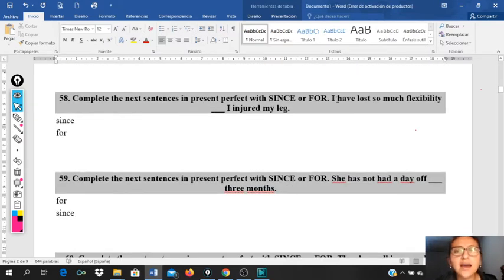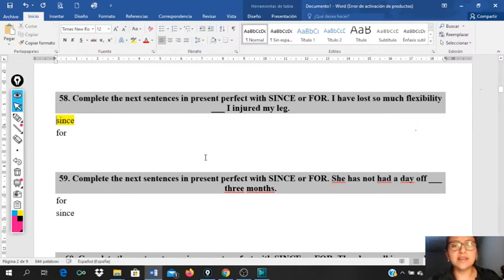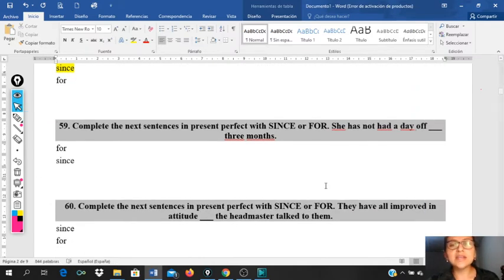The next. I have lost so much flexibility, I injured my leg. Yo he perdido mucha flexibilidad, yo me lastimé la pierna. Very good. Since, desde que yo me lastimé la pierna. Very good. The next. She has not had a day off 3 months. For or since? For, very good. Yo no he tenido un día libre por 3 meses.